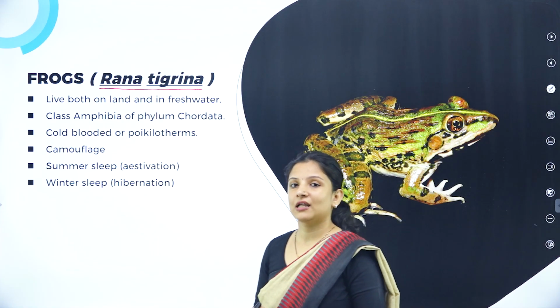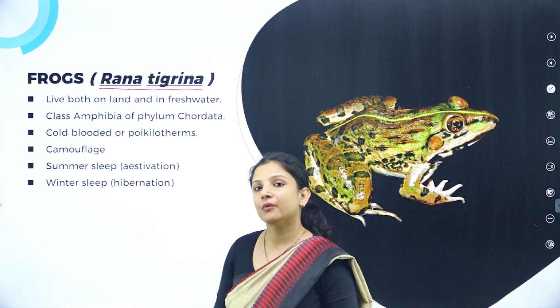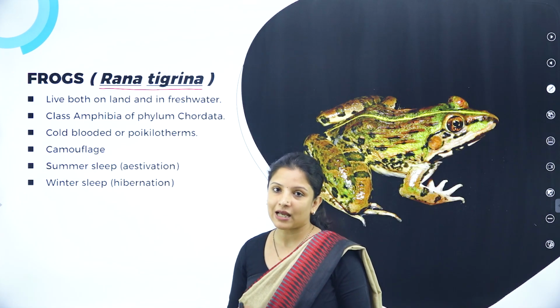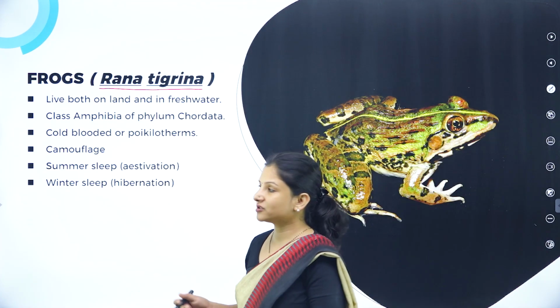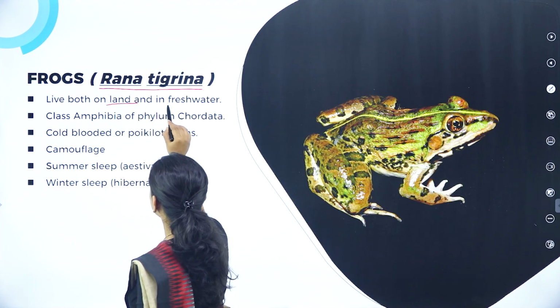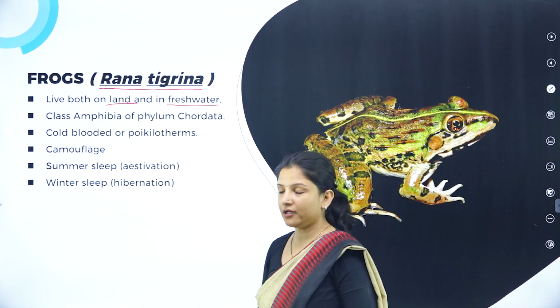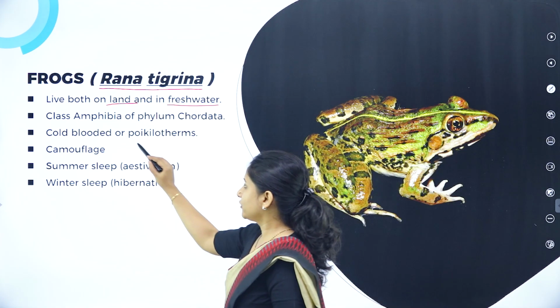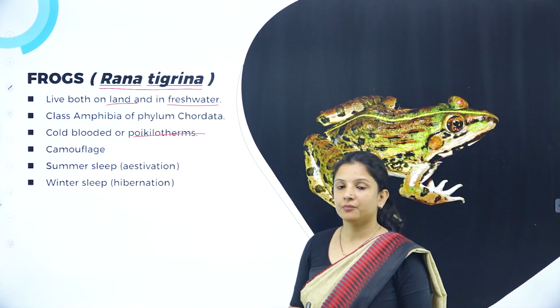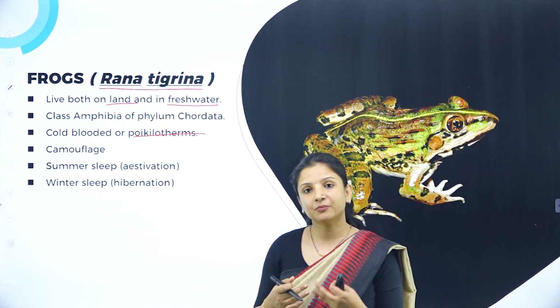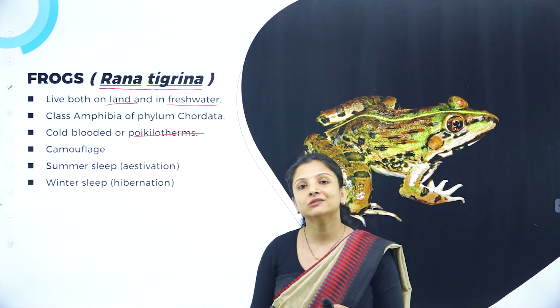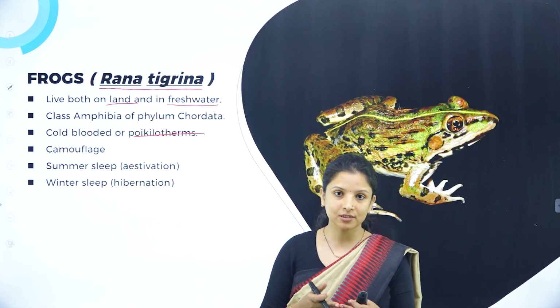They come under the phylum Chordata, class Amphibia, subphylum Vertebrata, wherein they are amphibians because they can live both on the land as well as in fresh water. Especially in fresh water, they are not found in the marine habitat. And they are cold-blooded or poikilotherms. Cold-blooded or poikilotherms means they are not capable of regulating their body temperature, meaning whatever the external temperature is, their body temperature also tends to change according to the external temperature.